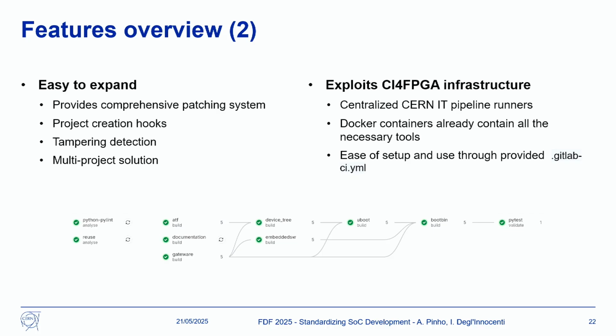Last but not least, we also exploit the functionalities of CI for FPGA. We're not going to talk too much about it, because right after this, we're going to have a presentation by Christos on this system. But essentially, in a nutshell, it's a collection of pipeline runners for CI, and it's also a collection of Docker containers that already contain all the tools needed to build these projects. And of course, we already provide a pipeline, so it's easier for the users to implement their own stuff.